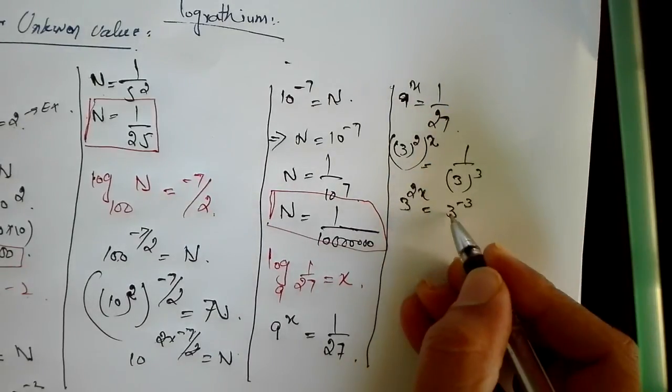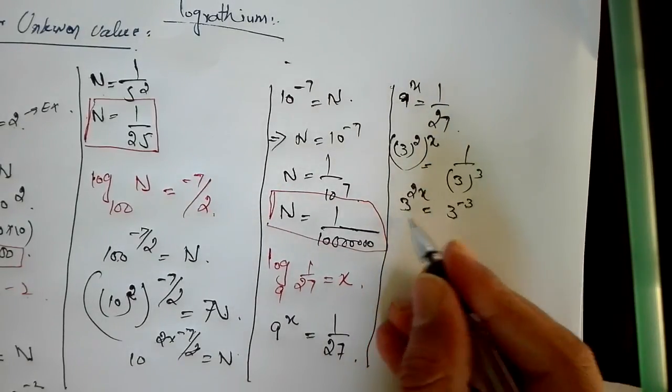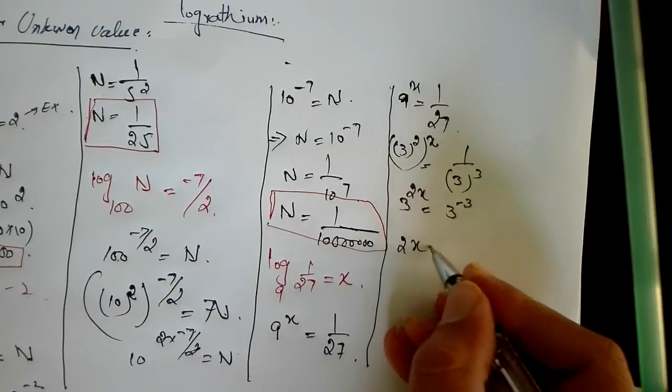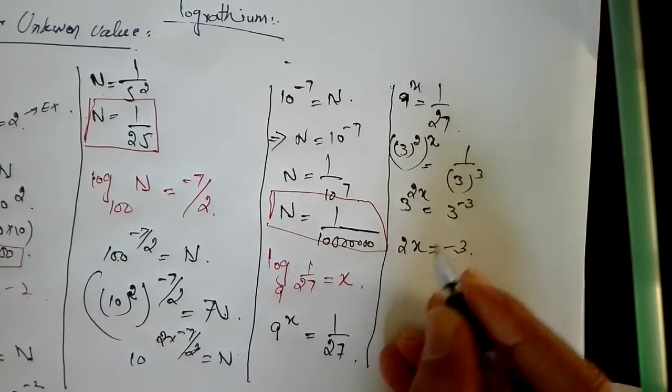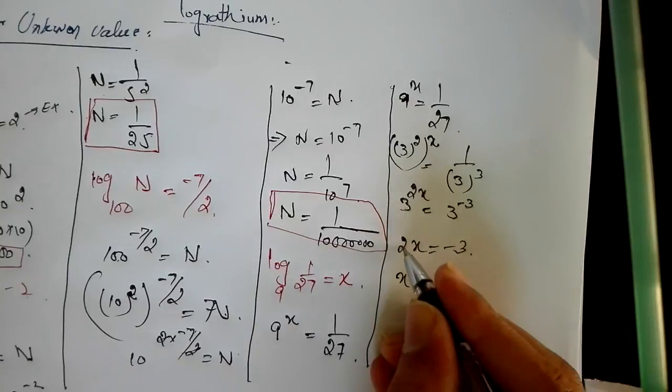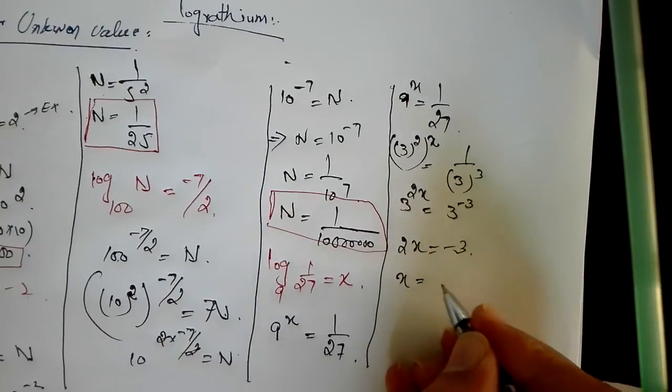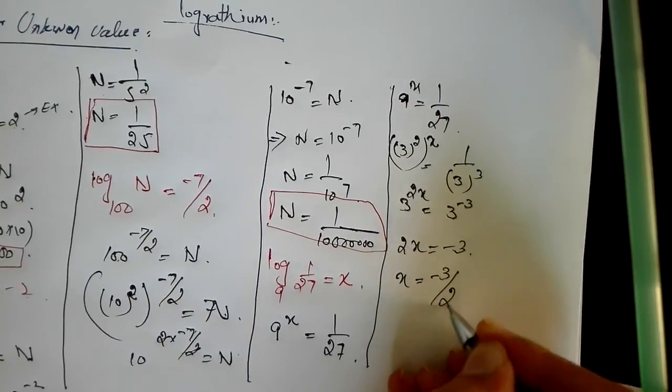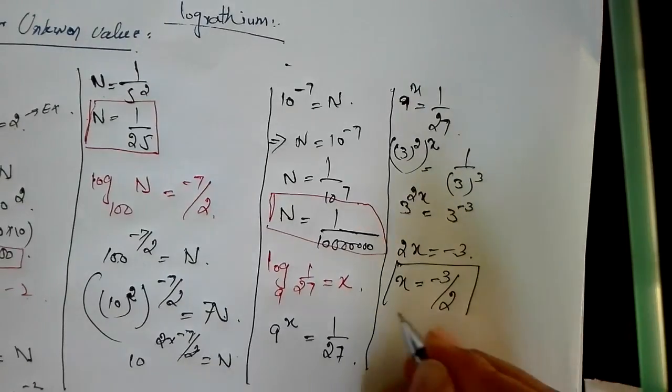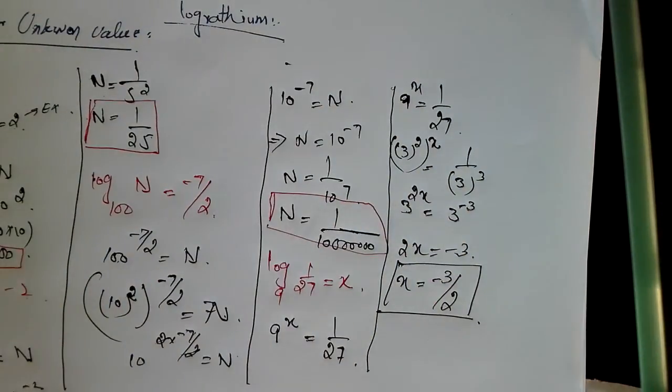Now see, the bases are the same. Definitely the powers will be the same. So it will become 2x equal to minus 3. x is equal to, take this 2 which is multiplying over here, and here it will be divided, so minus 3 by 2. This is our answer of x.